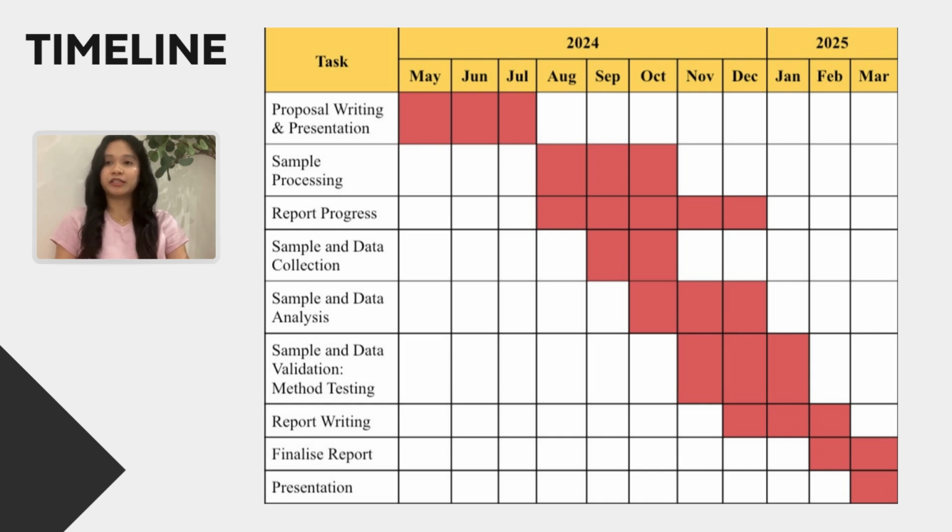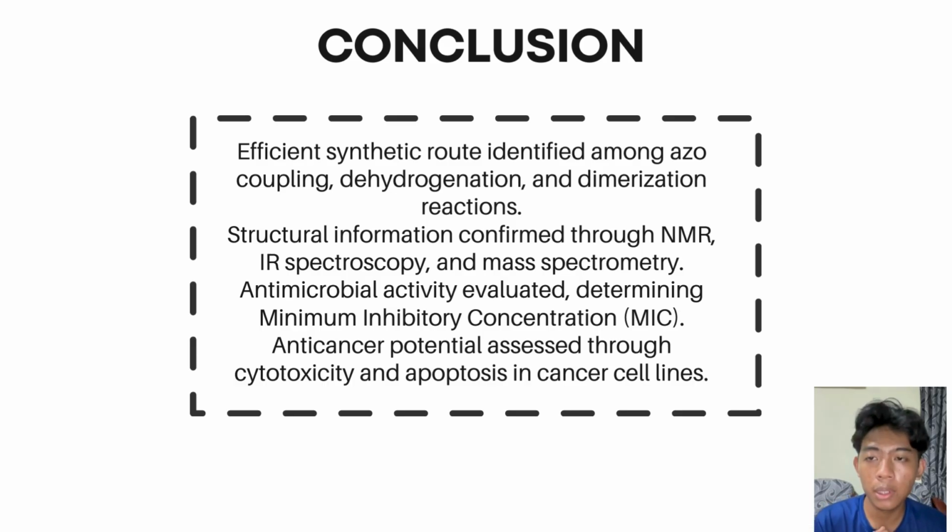This is our timeline, where we start our research in May 2024 and end in March 2025. As a result, we will compare different synthetic methods for azobenzene, focusing on azocoupling, dehydrogenation, and dimerization to identify the most efficient routes. The synthesized compound will be analyzed by NMR, IR spectroscopy, and mass spectroscopy for detailed structural information. Biological studies will evaluate the antimicrobial and anti-cancer activities of azobenzenes. This finding will provide valuable insight into the synthesis, characterization, and potential biological use of azobenzene.